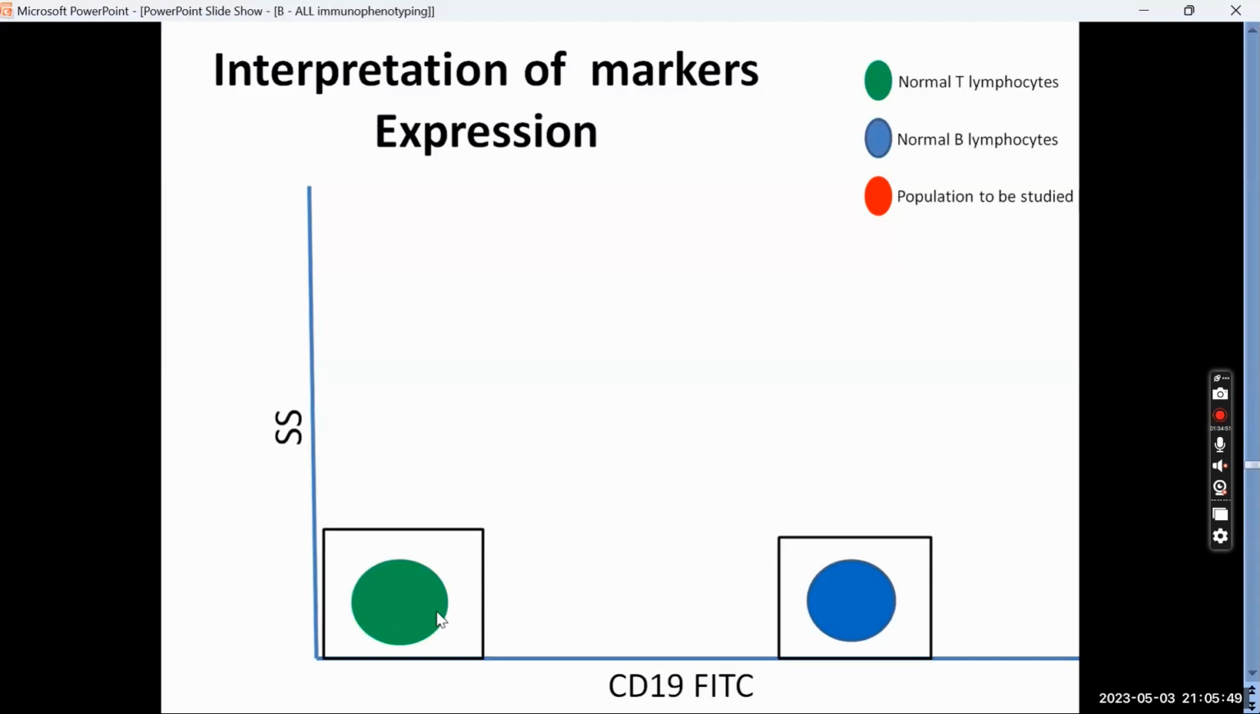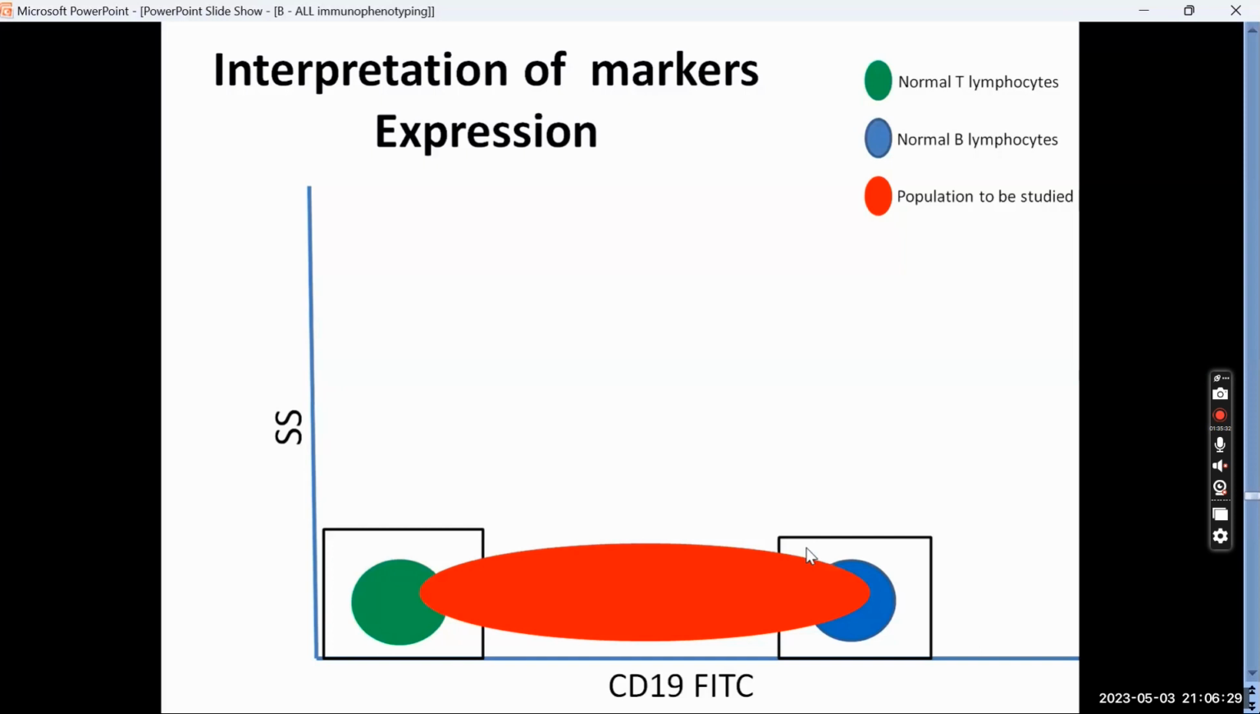Now let me show you where the blast lies. If the blast is lying in this area, completely near the T cells, that is the negative population, it is negative for CD19. If the blast is lying with the normal B cells, then it is CD19 moderate positive. When the blast is lying beyond the normal B cells, expressing CD19 more than normal B cells, it is CD19 bright. When the blast is in between the negative and the positive population, it is CD19 dim.